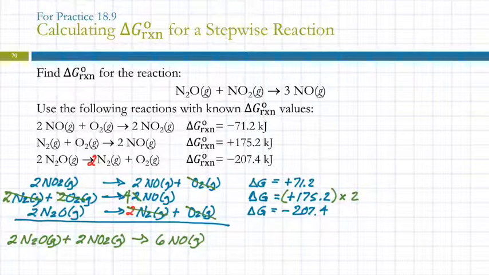And that's my desired reaction doubled. That's okay, we can get there. So delta G for this one is the sum of those things, 71.2 plus 175.2 times 2 plus negative 207.4.